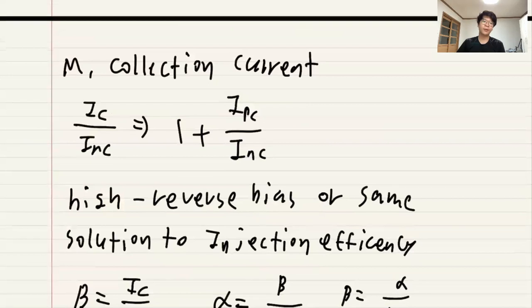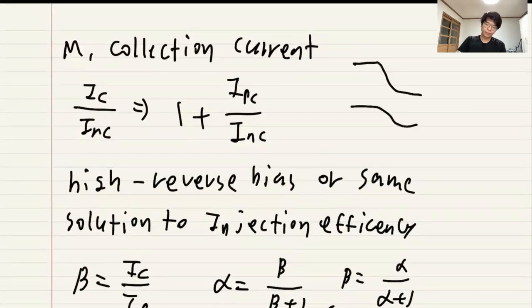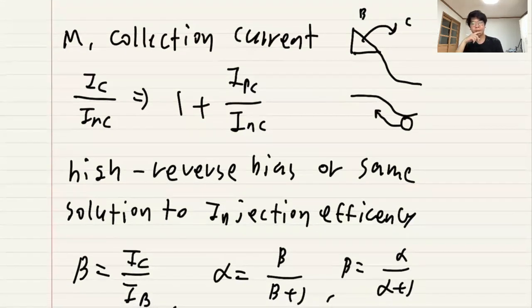And lastly, there is the collection efficiency. At the base, the injected electrons diffuse through the base to the collector. And also, there are holes in the collector that get through to the base. So to make it more efficient, we have to give more reverse bias between collector and base, and we have to make more difference between the collector and base junction. The collector gets more highly doped, and the base gets lightly doped.